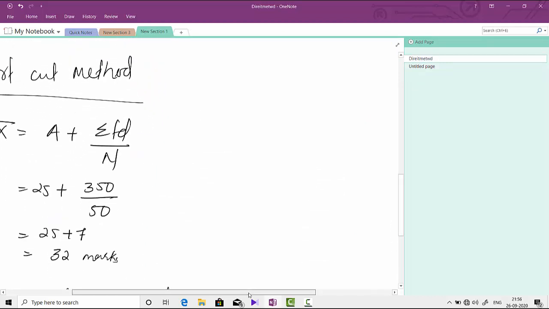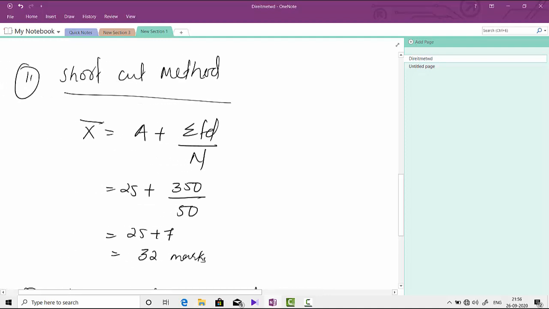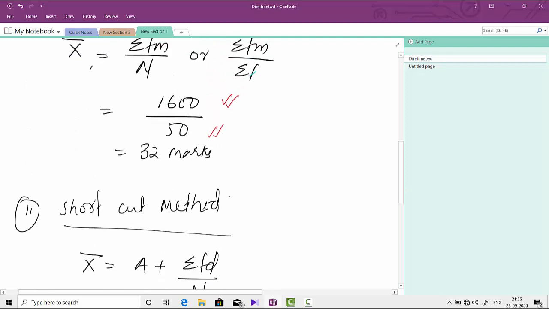Are we clear? The formula in the shortcut method is mean equal to assumed mean plus sigma FD by n. The assumed mean is 25 plus sigma FD, we got 350, and the sum of the frequency is 50. If you divide 350 by 50, you will get 7. So 25 plus 7 is 32. This is the same value as the direct method, 32. That means so far we're going right, because in both methods we got the same answer. So this is the shortcut method.